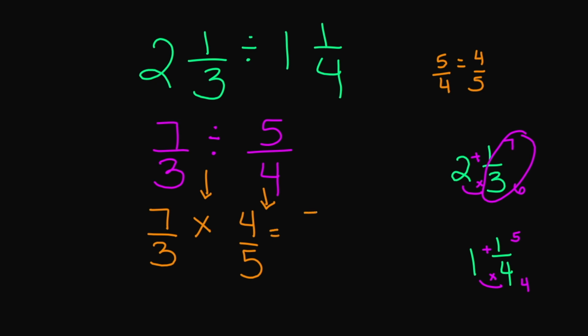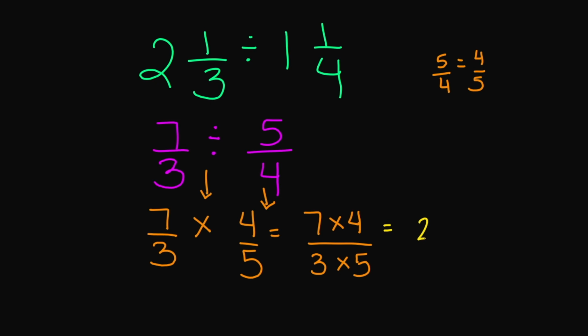My numerator, we have 7 times 4. That's going to be over 3 times 5 in my denominator. 7 times 4 is 28. And then 3 times 5, that's going to be 15.